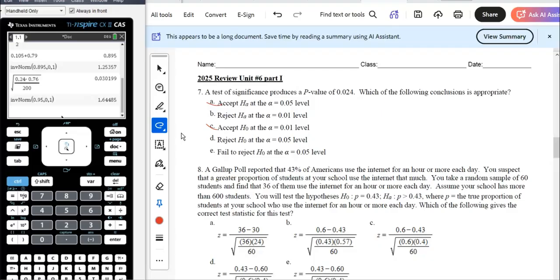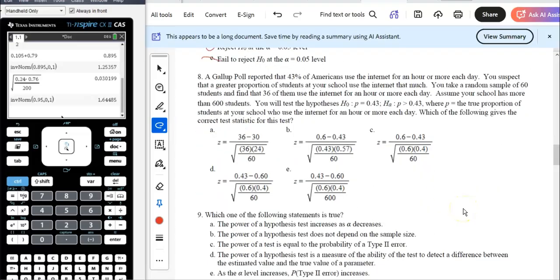So at the 1% level, 0.024 is greater than 0.01. Wait, yeah, that's greater. That's 2.4%. So we don't reject if it's greater. Reject the null at the 5% level. Well, that seems reasonable. I think that's going to be right. Fail to reject at the 5%. No, it's no. So it is D.